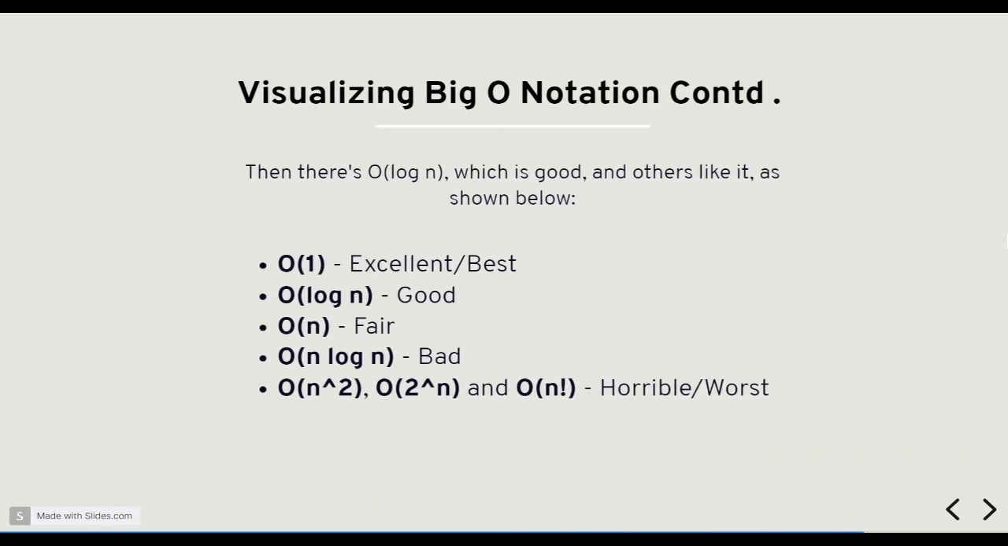As you can see, then there is O(log n), which is good, and others like that. We have different types of notation below, showing the horizontal case: O(1) is excellent and best, down to O(n^2), O(2^n), and O(n!), which are horrible or the worst. These are the visualized big O notations shown here in this slide.